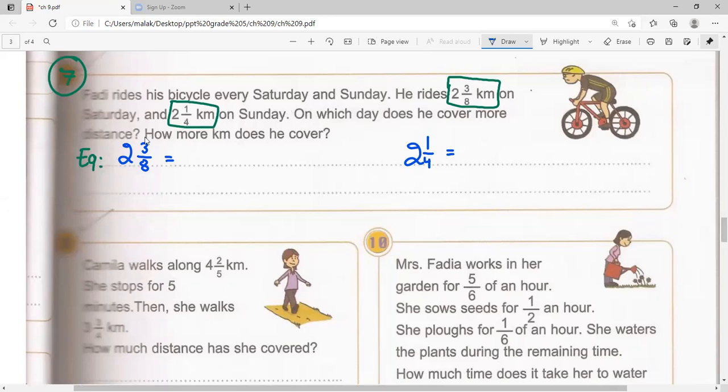2 3/8. Write it as a fraction. Yalla Ranim, how do we change it to a fraction? It will be 19/8. 2 times 8 is 16, plus 3, 19/8. Bravo. The second one: 2 times 4, 12/8.